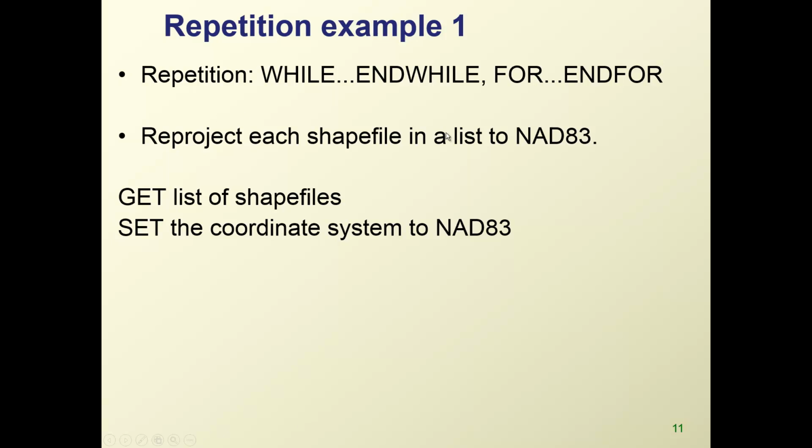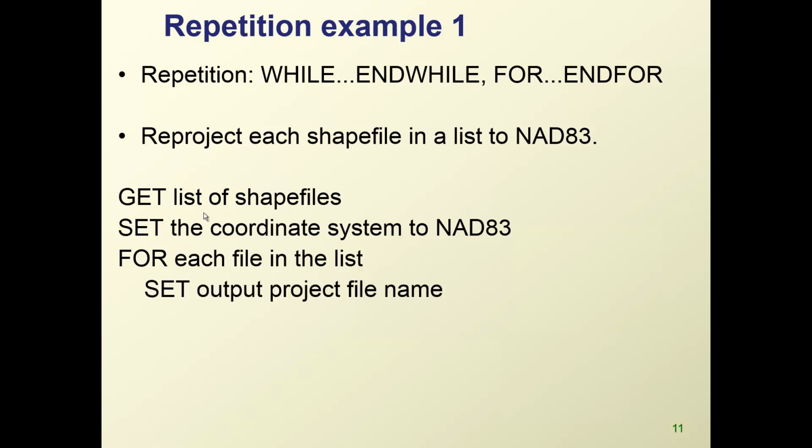So reproject each shapefile in a list to NAD83. You could get the list of shapefiles and set the coordinate system to NAD83. And then for each file in the list, you want to reproject. We want to set the output file projection file name and call the project tool. And that's all we're doing inside of there, so we can then say end for.